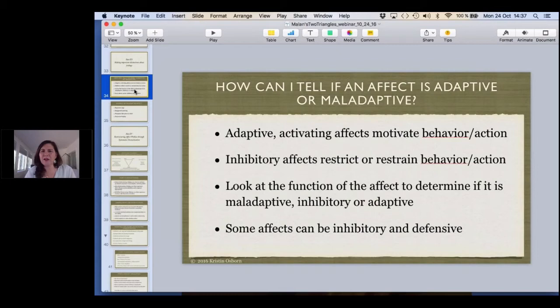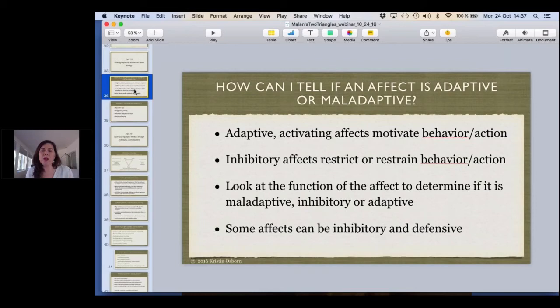How can you tell if a feeling is adaptive or maladaptive? Adaptive has behavior and action. It's in motion. Inhibitory is restricting, restraining. It's causing you to pull back. So you always want to be paying attention to what behaviors are associated with the affect. I didn't include this, but defensive behaviors tend to cause a cut off, like the person is completely cut off from themselves and from other people. And again, there's no action.